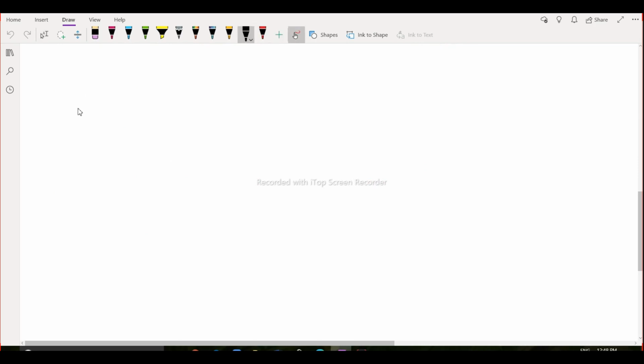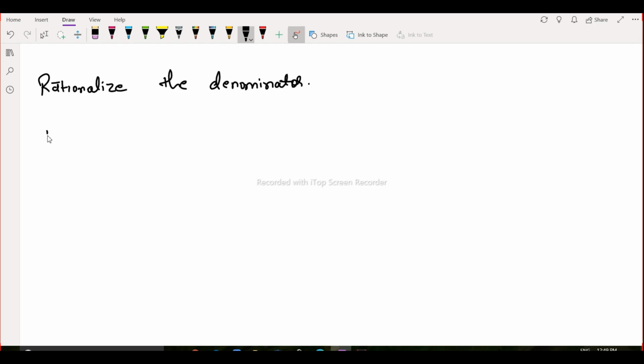Now let's try some other questions wherein you have a denominator that we need to simplify by rationalizing it. So let's say the question is: rationalize the denominator. The question is 1 by root 2. And let's take one more, 5 upon 2 root 2.